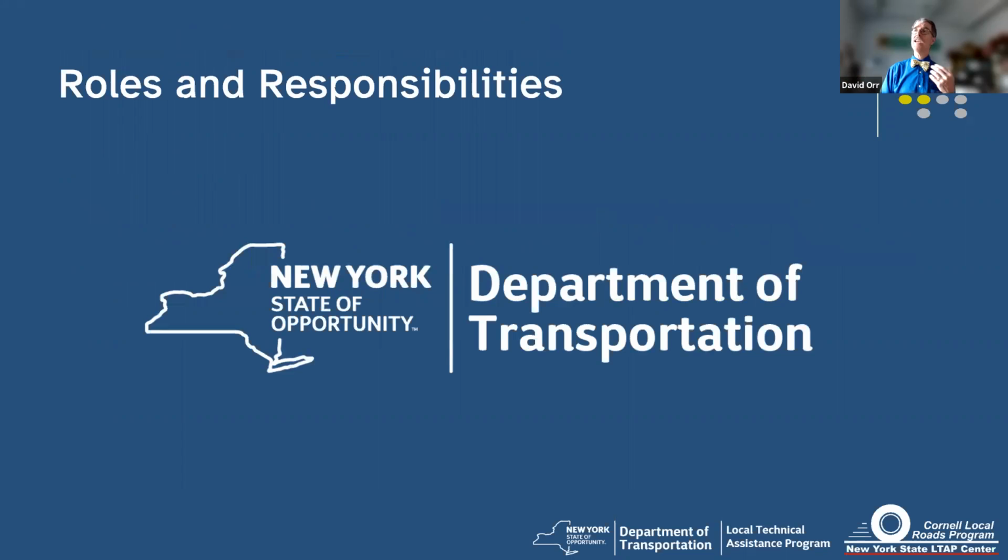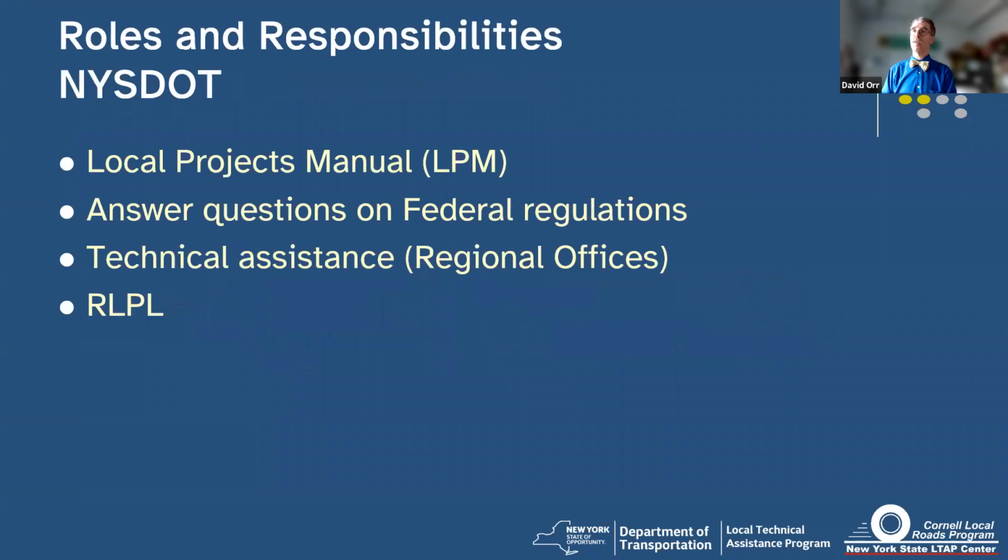New York State DOT's responsibility is they're actually the ones who take the federal dollars and they actually parse them out. And so they put up responsibilities in terms of the rules, the requirements for agencies who are doing the work. In the case of locals, that means the local project manual. They answer questions on federal regulations, and they provide technical assistance out of main office to the regional offices. Now, when they have a question, they go back to Federal Highway, and they have folks at Federal Highway called area engineers who help them out.